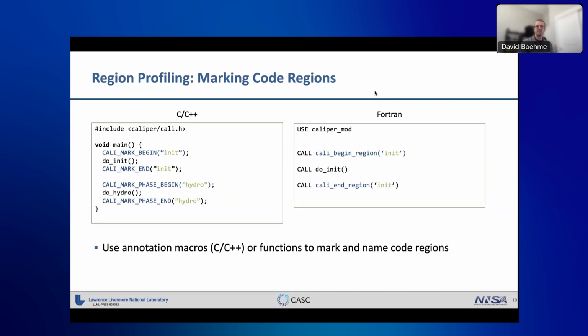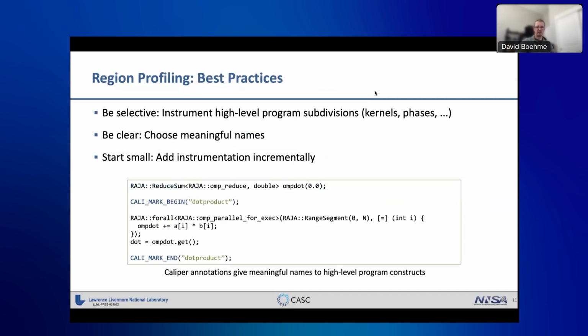But now, if you do want to make measurements, then you can just enable these in runtime. So how do we usually go about instrumenting a code? It's a good idea to be selective. We usually instrument just high-level program subdivisions like kernels and phases and so on. This is not meant to really drill down and pinpoint performance bottlenecks at a really detailed file line level, but really to give you an overview of the logical structure of the program.